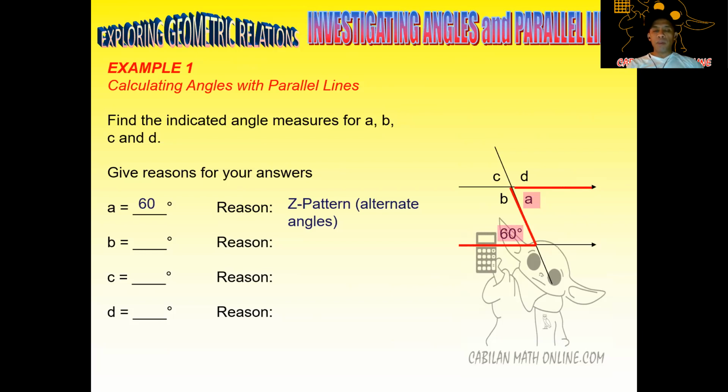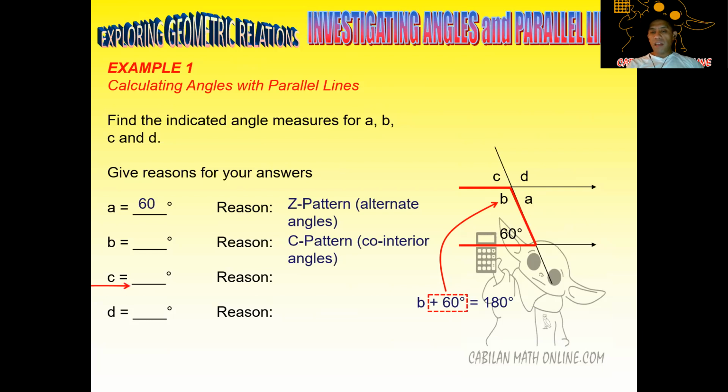So for angle B, for example, if we were to look at angle B and the 60, you should see that B and 60 are grouped together using the C pattern. Now in this case, what we need to understand and remember is that B and 60, when you add them together, add up to 180. So to solve for angle B, all you would have to do is take the 60 and subtract it from the 180. So we have B to be 120 degrees.